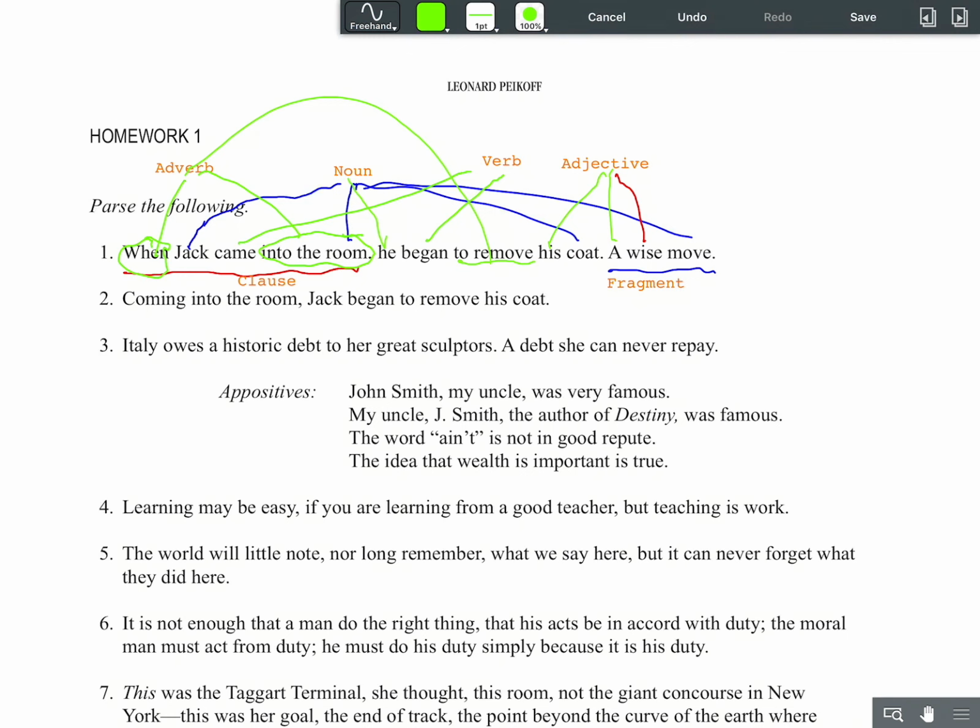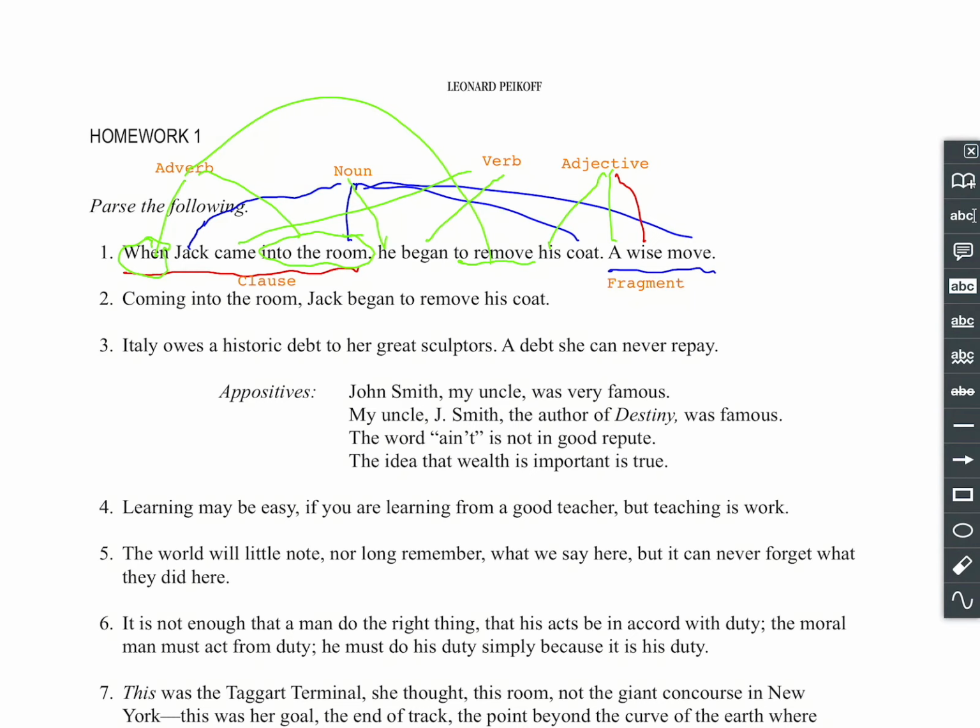Okay. Am I done? I'm going to call that done. All right, save. All right, coming into the room, Jack began to remove his coat. This is like an awkward thing. Like, I wouldn't write this.